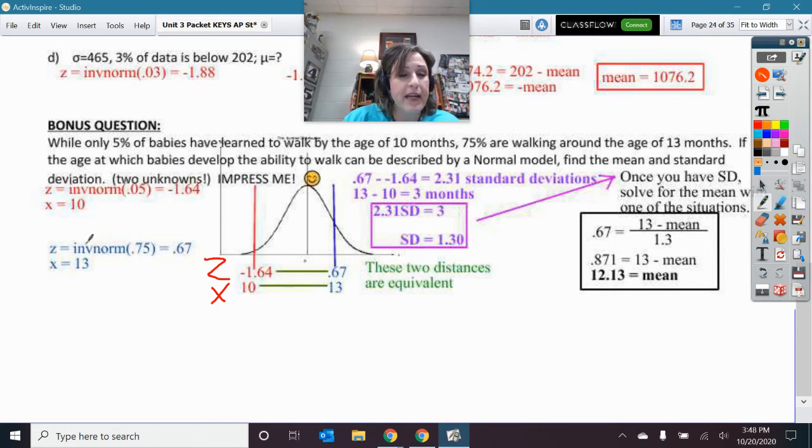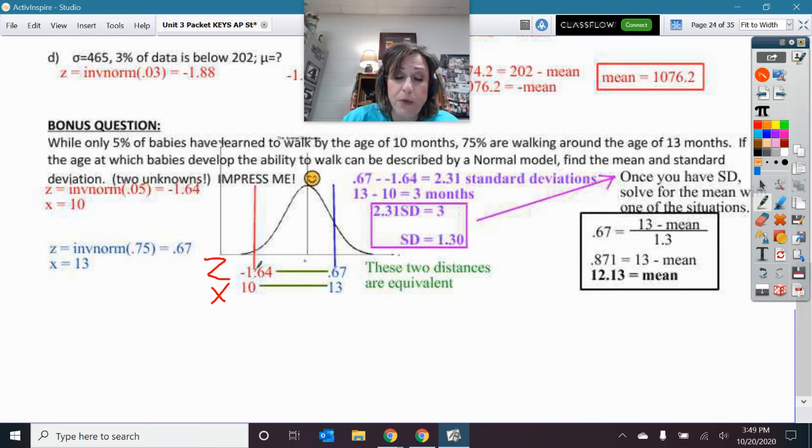All right, next, my inverse norm of 0.75. So it says 75% are walking by age 13. So that means the 75% and below. So that is an inverse norm of 0.75. That's 0.67. So that's their z-score there. And that corresponds to an x value of 13. So there are the z-scores and there are the context values. Well, these are in the same location. So if they are in the same location, then these distances are equivalent.